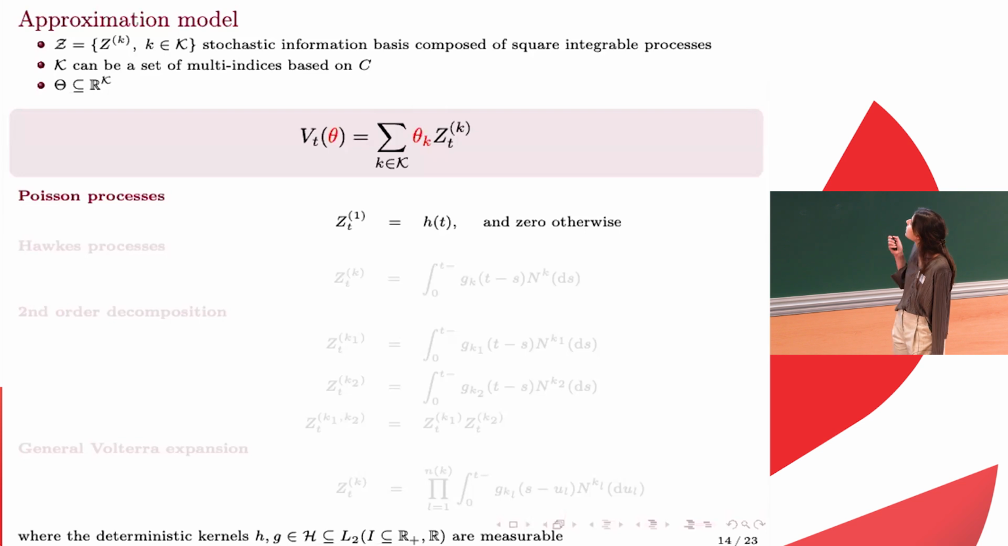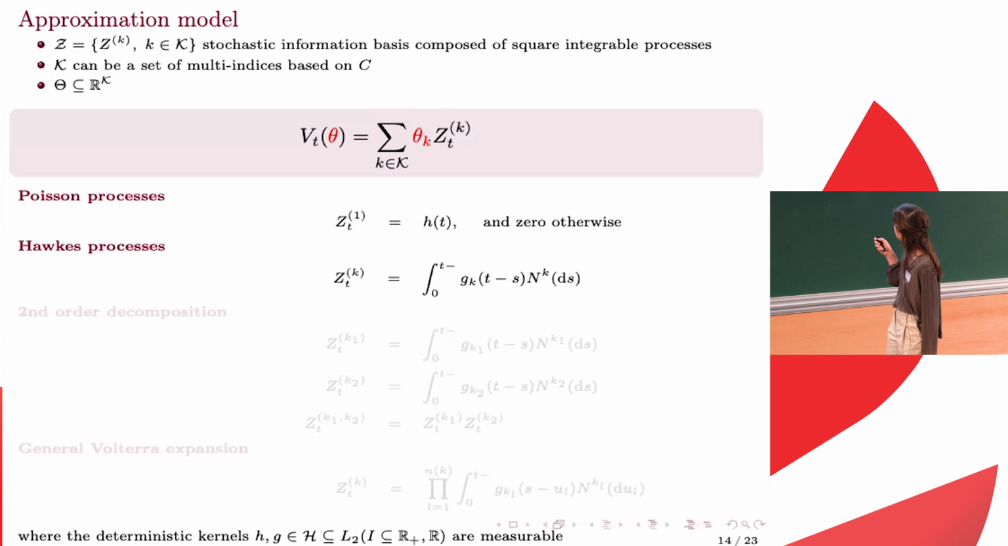And if I go back to the initial examples, then you can take Z1, for instance, to be just a deterministic function and to model the Poisson process. If we go a bit further, then you can take K to be the set of indices, so to be exactly C, and then you just need to consider those information basis processes.